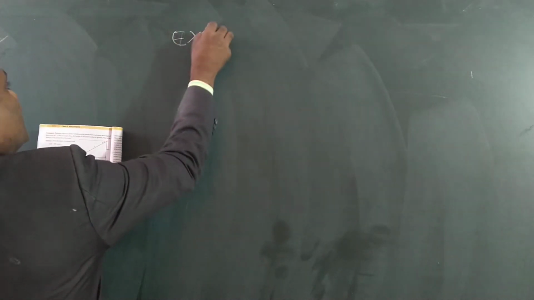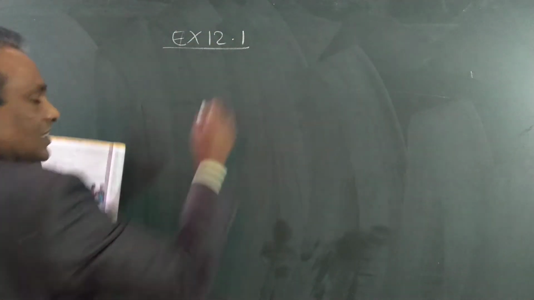So all of you open page number 302. Students, page 302, exercise 12.1. Read the fourth question.